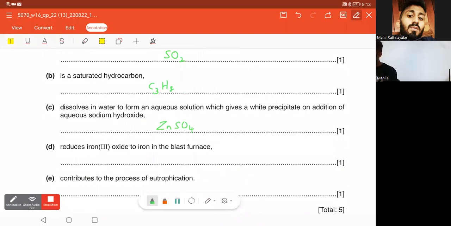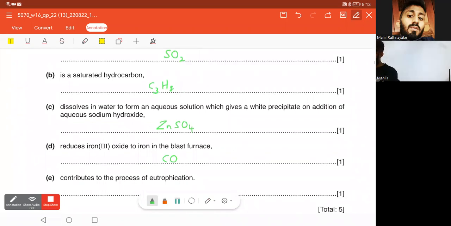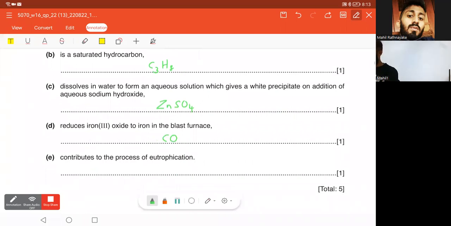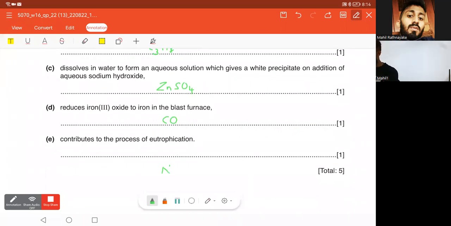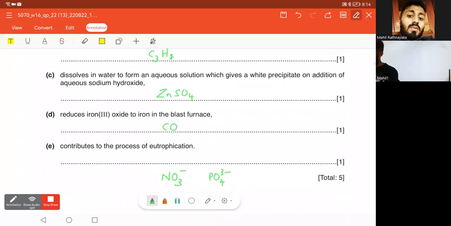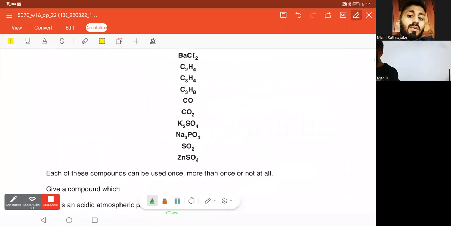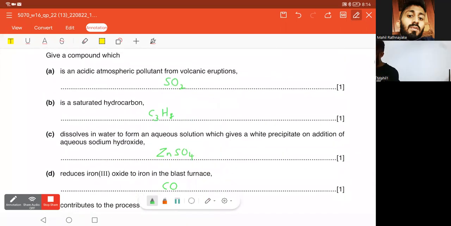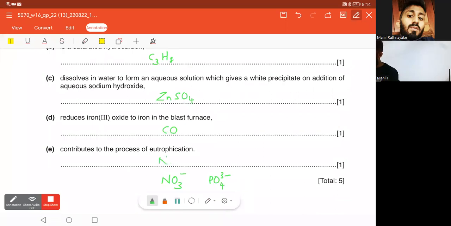Reduce iron 3 oxide to iron in blast furnace. What is it? Carbon monoxide. Contribute to the process of eutrophication. What are the ions? I told you nitrate or phosphate. Any nitrate and phosphate given? Yes. Sodium phosphate, Na3PO4.